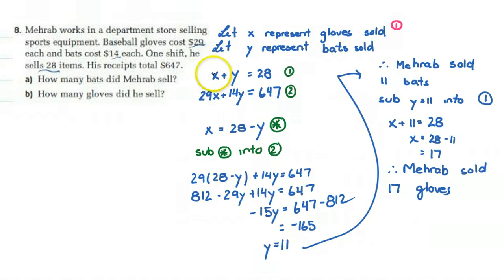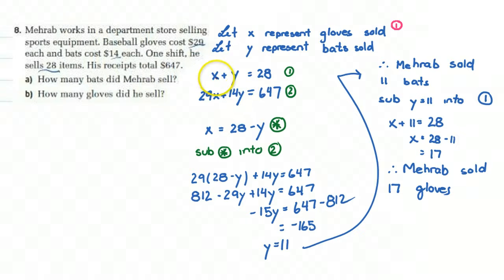So the first equation is, well, if I sold a total of 28 items, the number of gloves plus the number of bats is going to be 28. And then if Merab sold a total of $647 worth of goods, it's going to be $29, which is the cost per glove, times the number of gloves, plus $14, which is the cost per bat, times the number of bats.